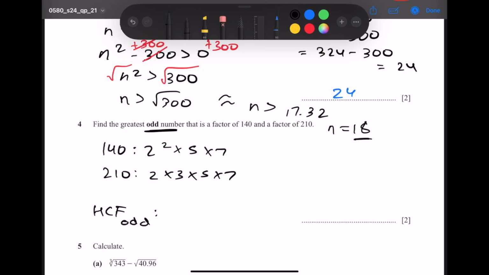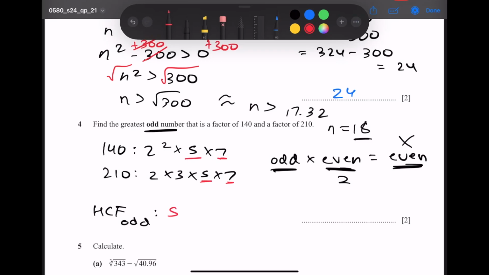This means that 2 cannot be a factor contributing to the HCF, because if you multiply any odd number by an even number, you get an even number. And since all prime factors except 2 are odd numbers, if you multiply the rest of these factors by 2, which is an even number, this will produce an even number, which is not possible because the question is asking for an odd number. This means that the biggest HCF that's an odd number is all the factors that are not 2 that are common to both numbers. So in this case, 5 and 7, which is equal to 35.